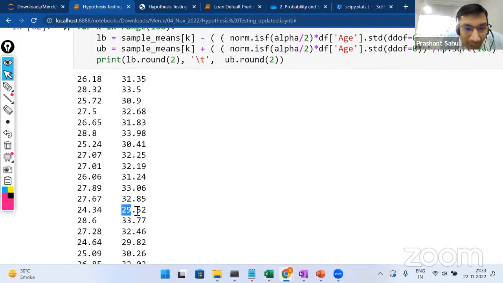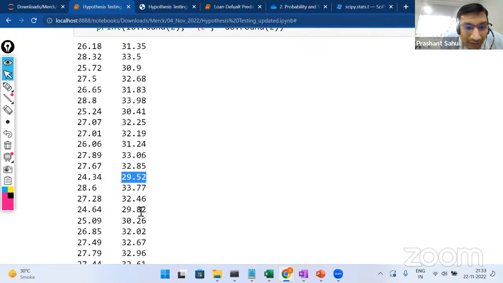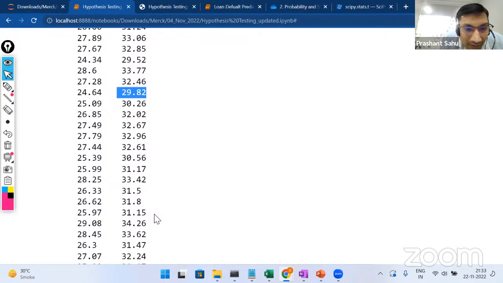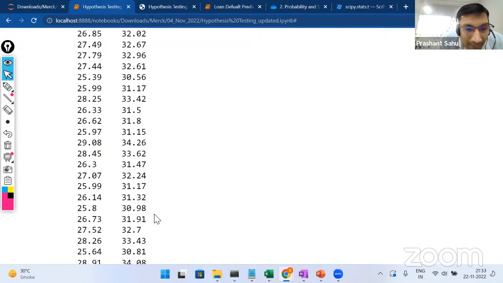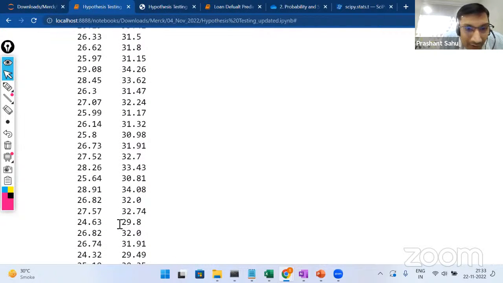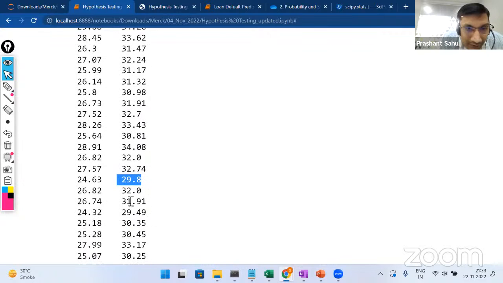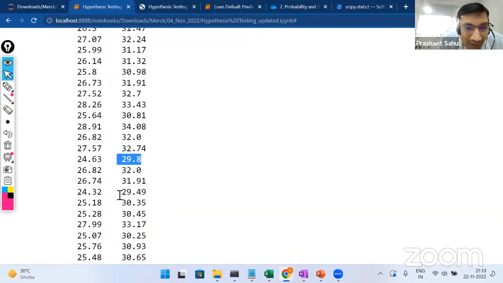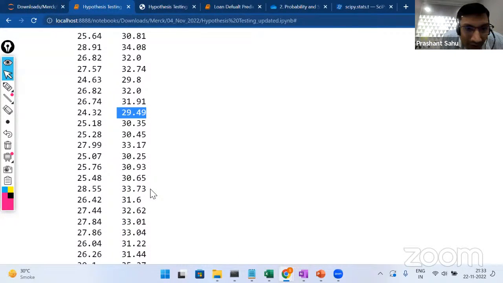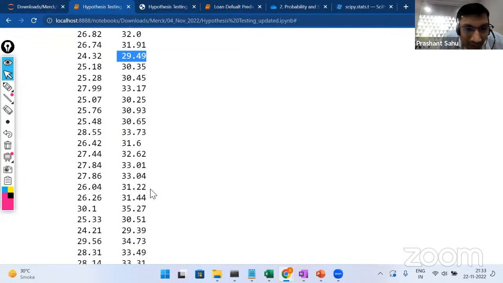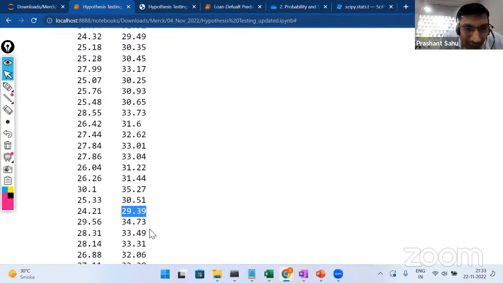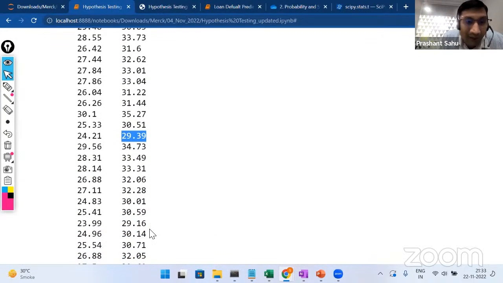This is almost at the boundary. This is almost again at the boundary. This is also again at the boundary. So this is strange. This time, this is also at the boundary. So almost at the boundary, we have got 2, 3. But at least we should be able to get one scenario where the population mean falls outside. We got it.